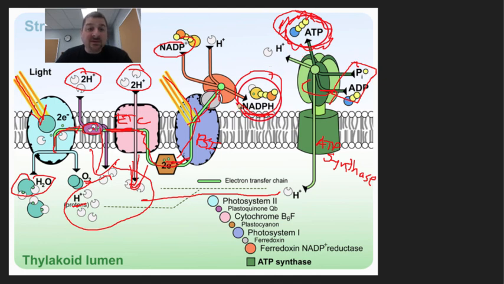Hope this helps sort of understand the light reactions. Next video we'll move on to how these high energy electrons and energy are changed into glucose in the plant.